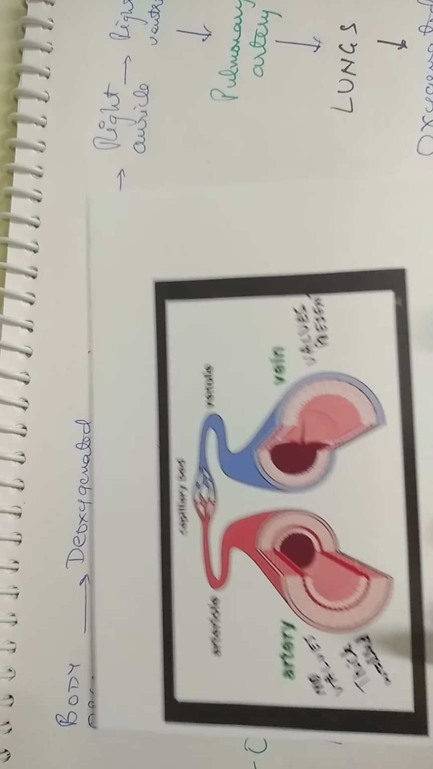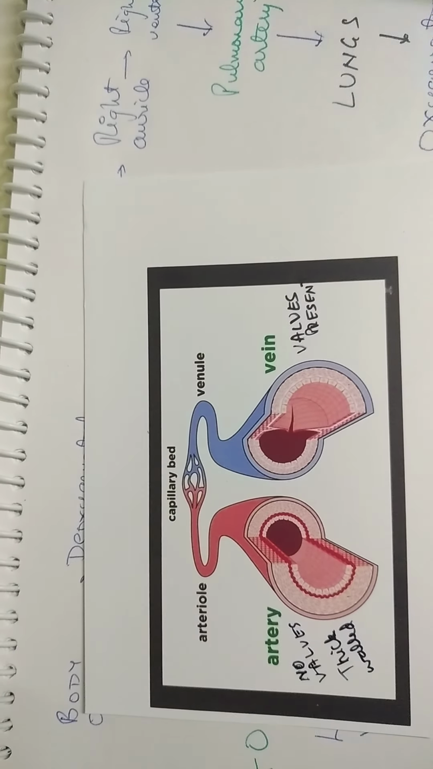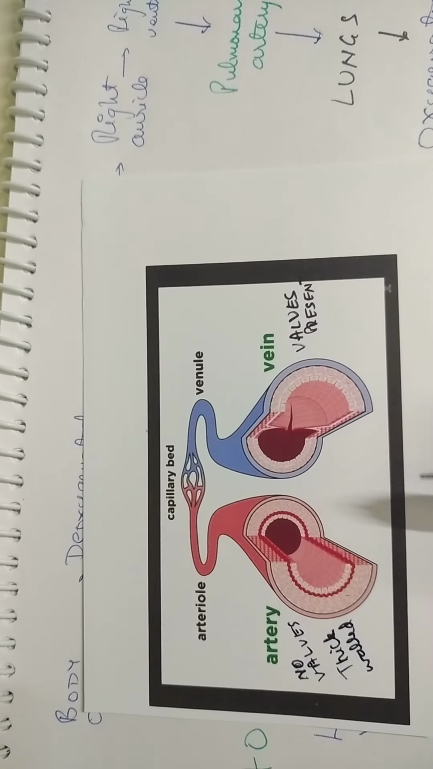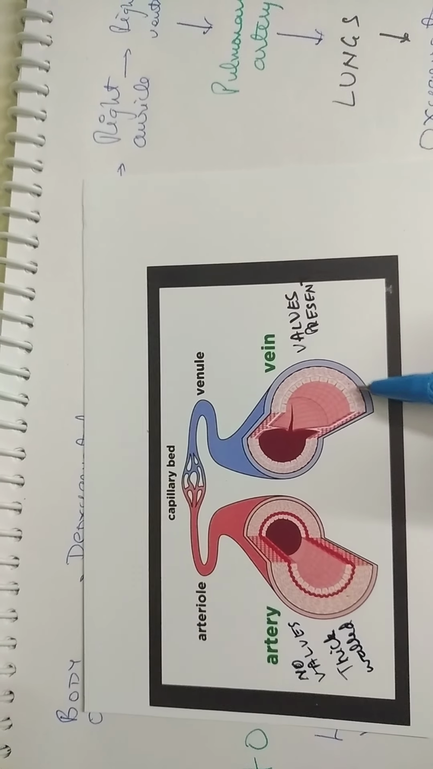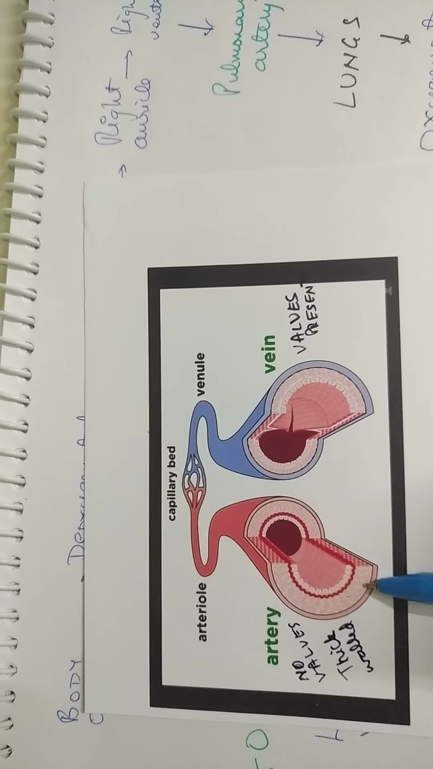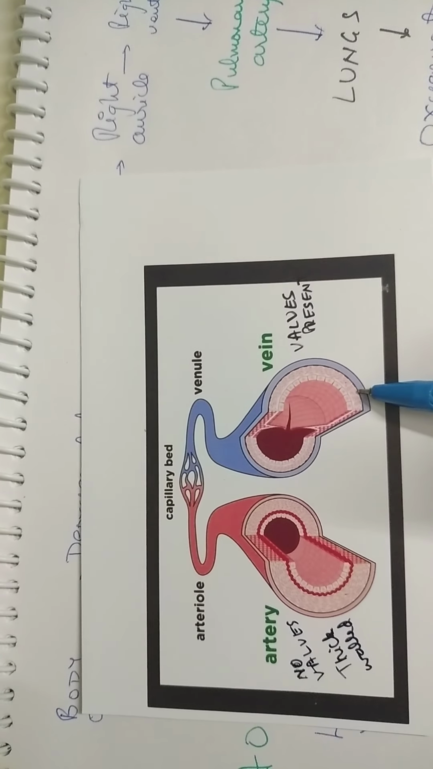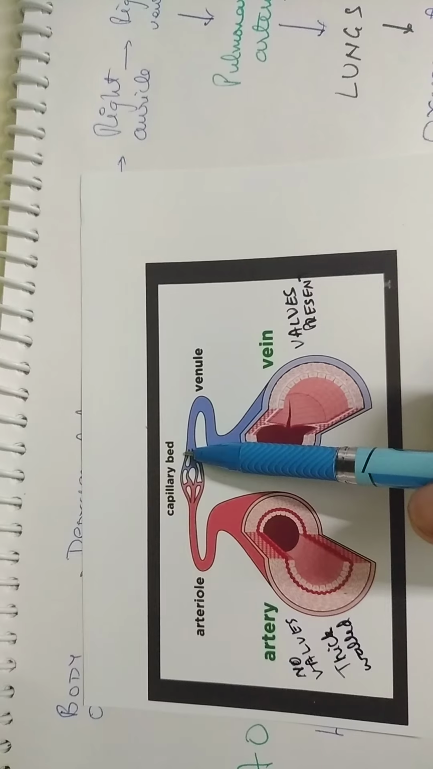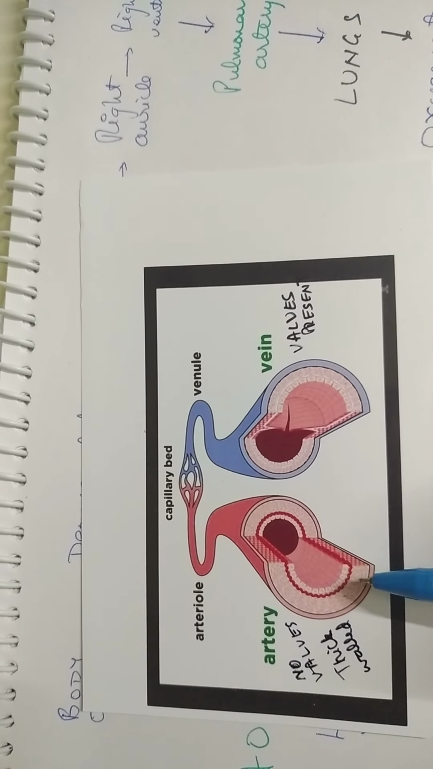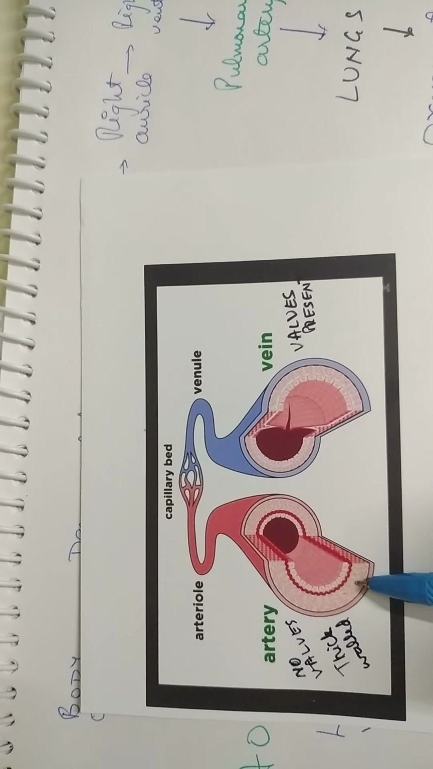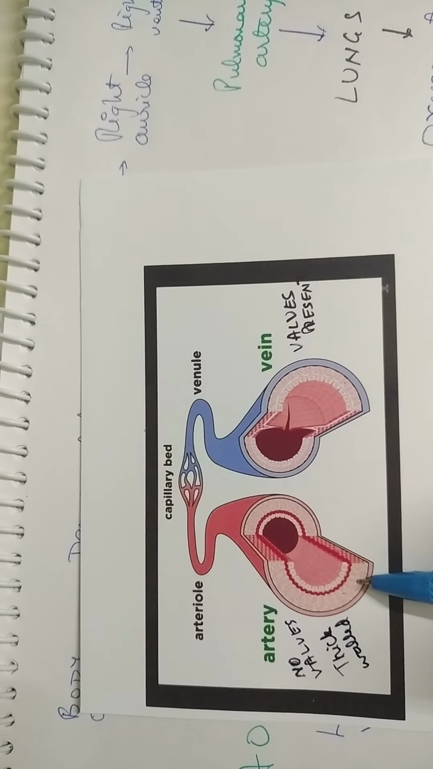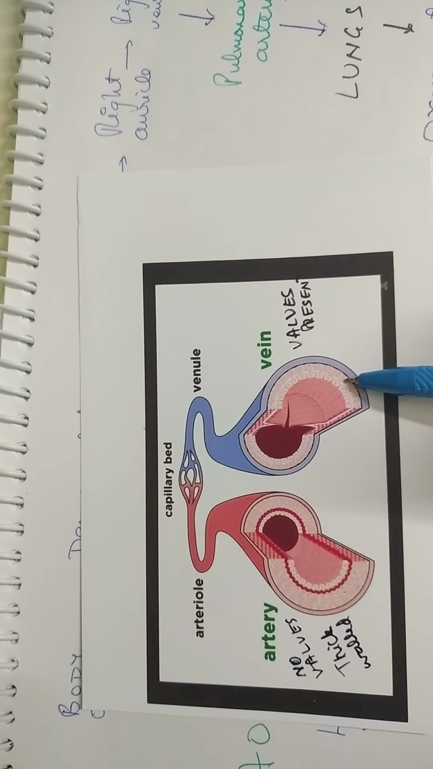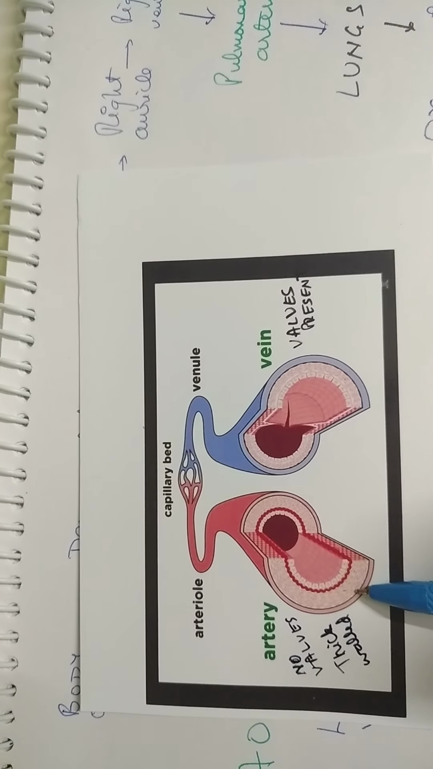Hi, the transportation system consists of the pumping organ, which is the heart, and the blood vessels, which are arteries, veins, and capillaries. Arteries carry oxygenated blood, veins carry deoxygenated blood, and the capillaries connect arteries and veins. So the difference is arteries are thick walled because the blood flows under high pressure, and the veins are thin walled. Arteries do not have a valve.